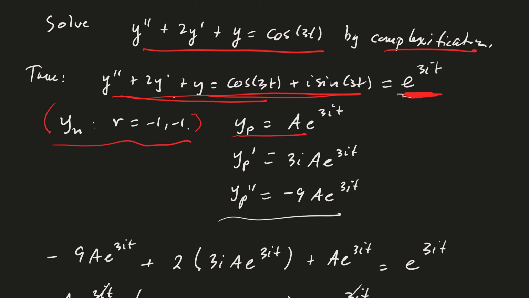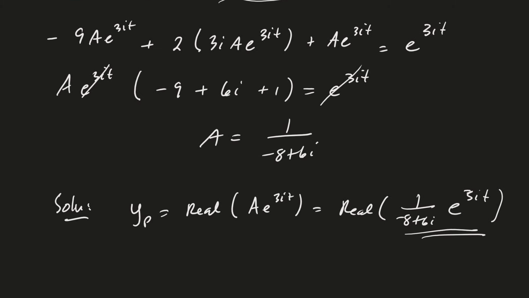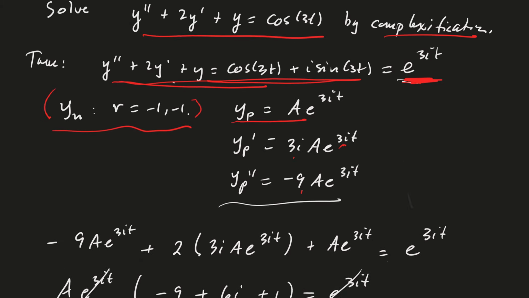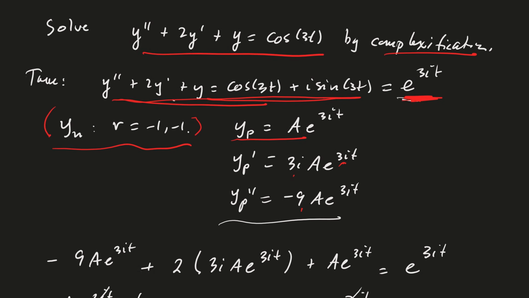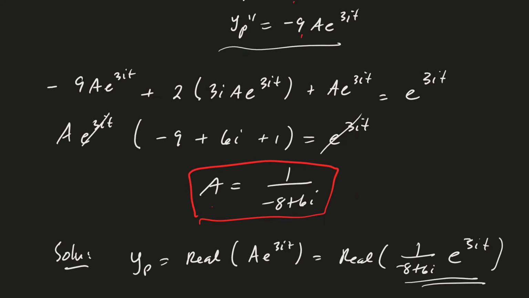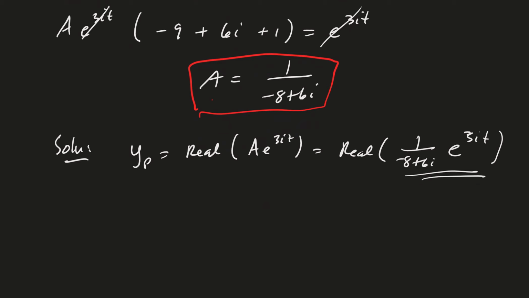Good. So therefore, let's see, y sub p prime is 3i. Just go ahead and differentiate as if it were a constant, and then we differentiate twice. Plug those into our differential equation. Solve for the constant a. Okay, and then we found that because the original right-hand side was the cosine of 3t, which is the real part of e to the 3it, then at the end you want to take the real part of a e to the 3it.